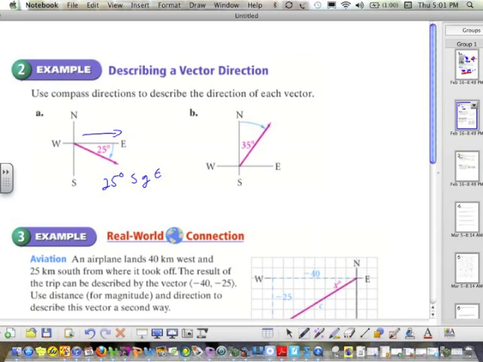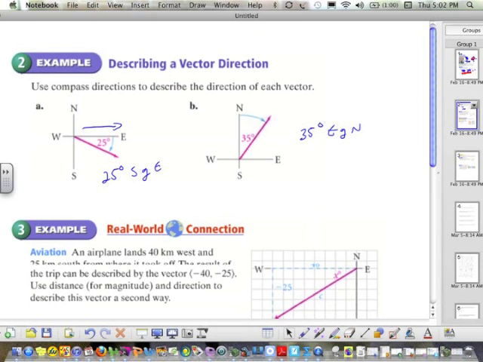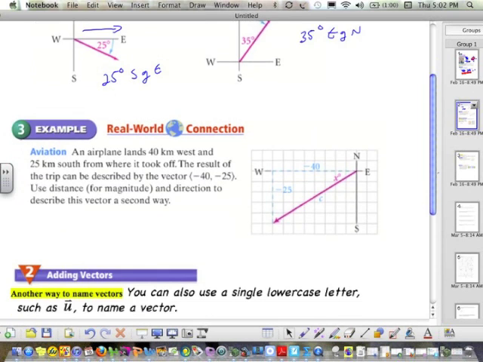And for the other one, we're mainly heading north, but then we're going 35 degrees east of that, so this one will be 35 degrees east of north. So we'll be using that notation sometimes, so they just want you to get used to it. Okay, so now here's the other direction.